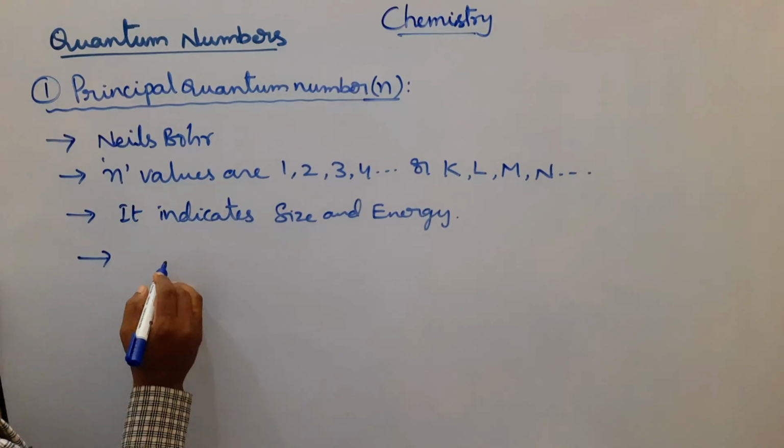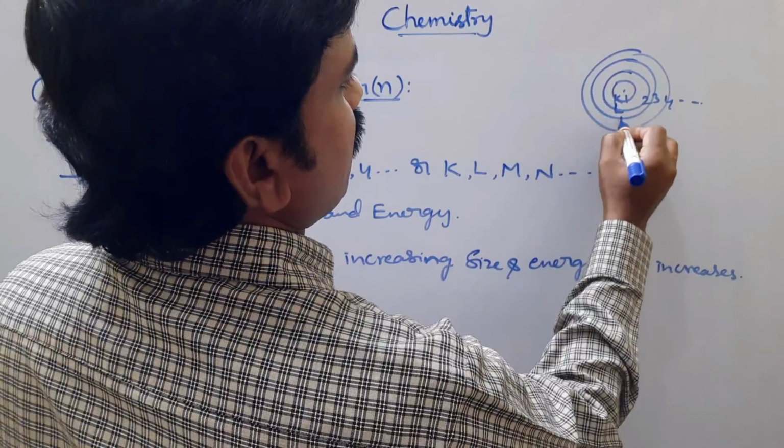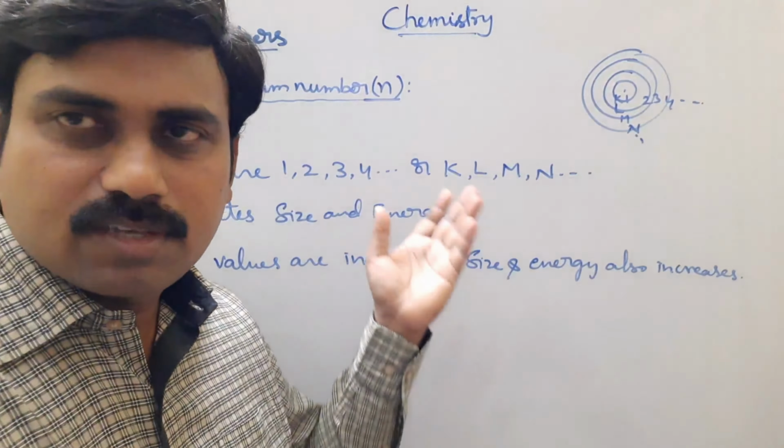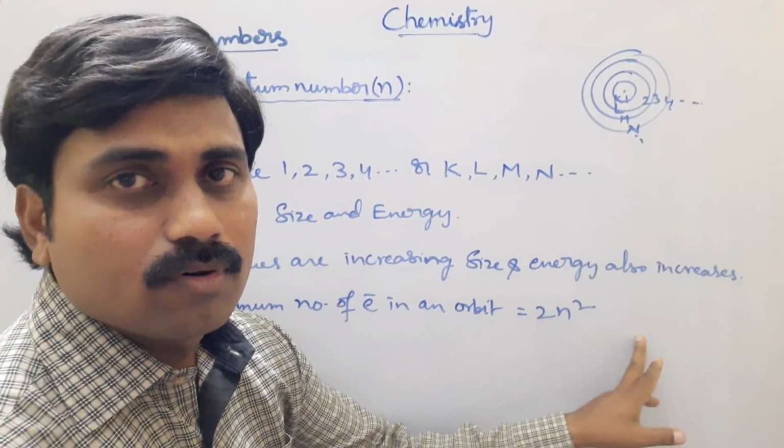We know that according to Bohr's theory, the number of orbits are 1, 2, 3, 4 and so on, or K, L, M, N and so on. Just previously we have discussed the points. And the maximum number of electrons in an orbit is equal to 2n square. So to find the maximum number of electrons in an orbit, we are taking the formula 2n square, where n is an integer here, 1, 2, 3, 4 orbit numbers.